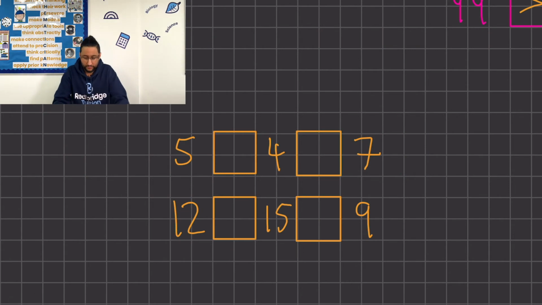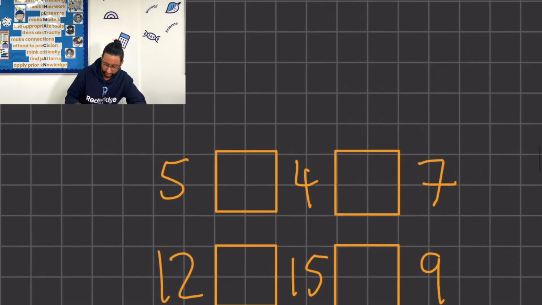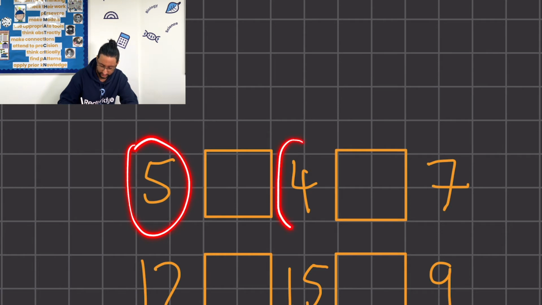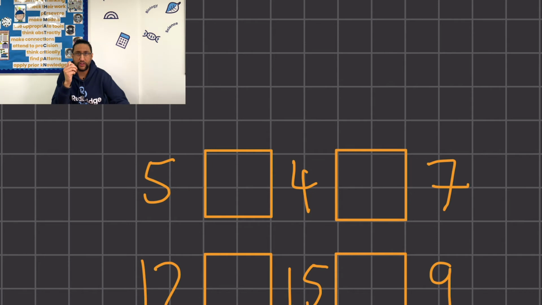So let's look at a more complicated example where we have more than one sign to deal with. Let's take this first one. We have 5, 4, and 7. So we'll start on the left side. We'll see how 5 is related to 4. Well, 5 is more than 4, so the open part of our sign is going to point to the 5 and the smaller part is going to point to the 4. So 5 is larger or more than 4.